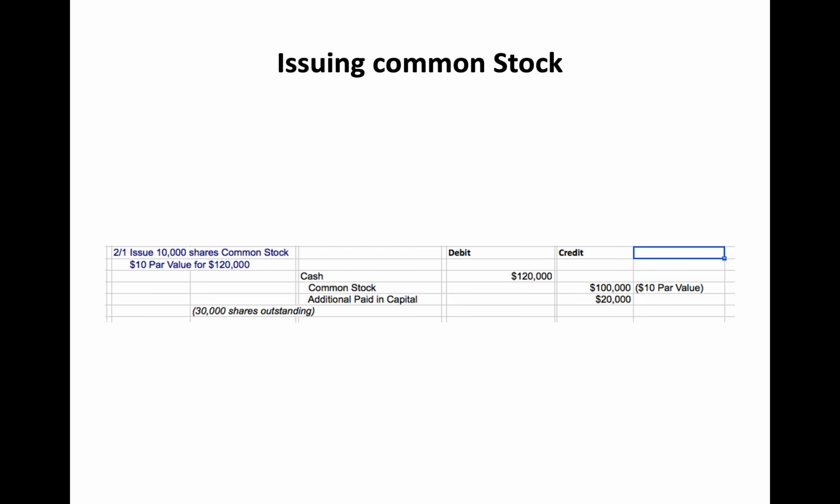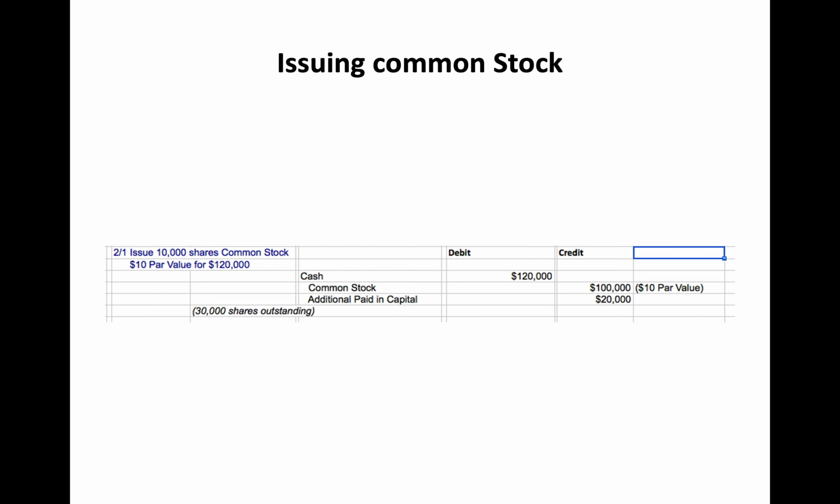So, some very common transactions here that some people struggle with. The first is issuing common stock. So let's say, for example, that on February 1st, a company issues 10,000 shares of common stock at $10 par value. And they receive $120,000.